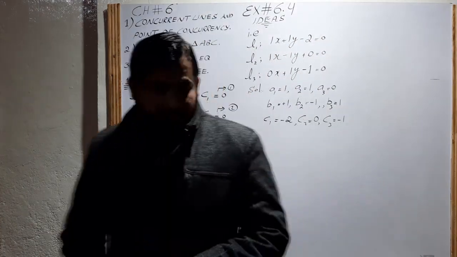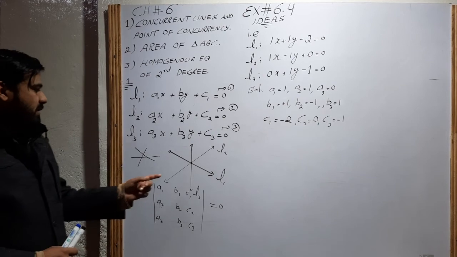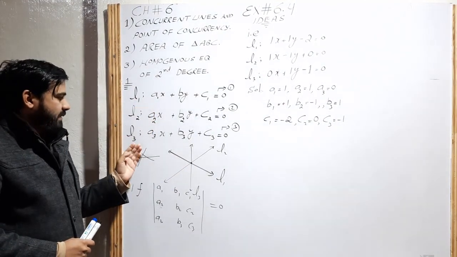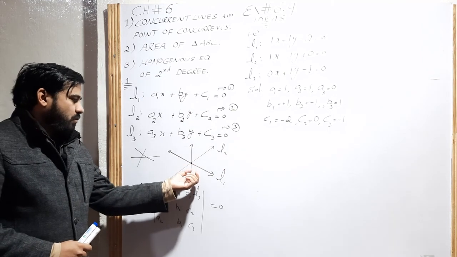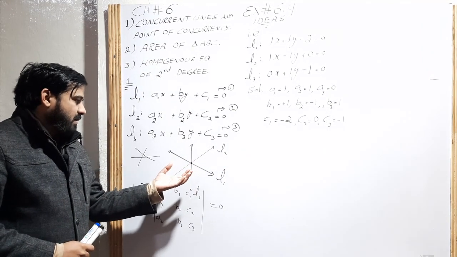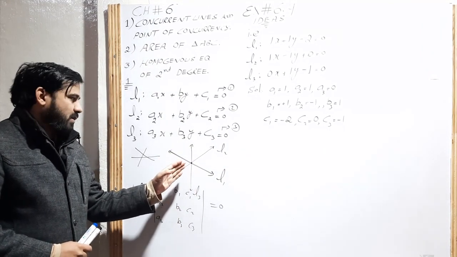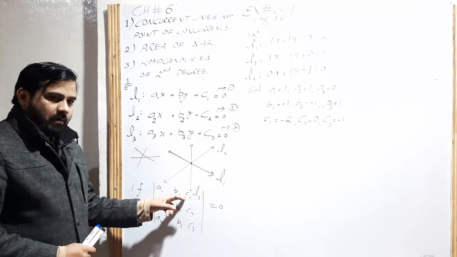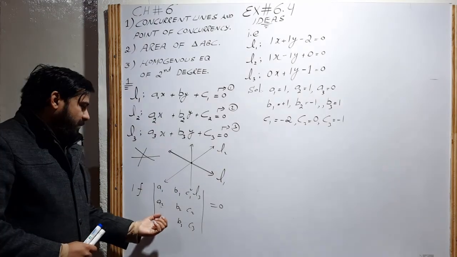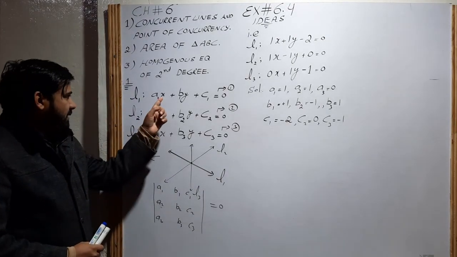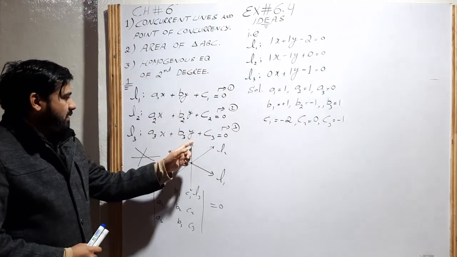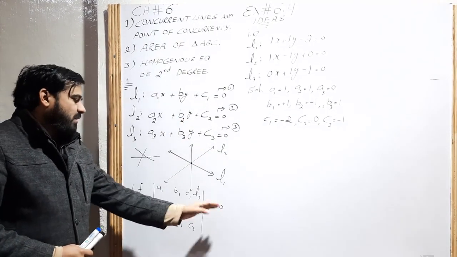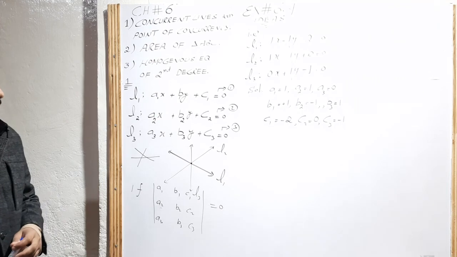Concurrent lines means the lines pass through a single point. If there are three lines L1, L2, L3, and they pass through a single point graphically, it means that the lines L1, L2, L3 are concurrent. Mathematically, if the determinant of the coefficients of x and y and the constants C1, C2 equals 0, then the lines are concurrent.